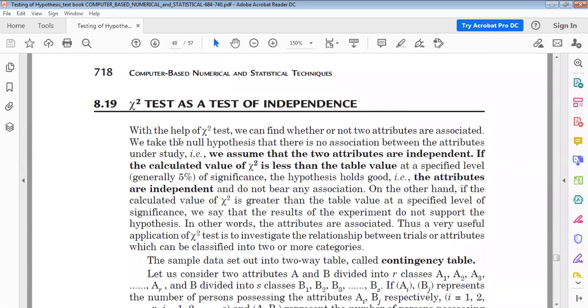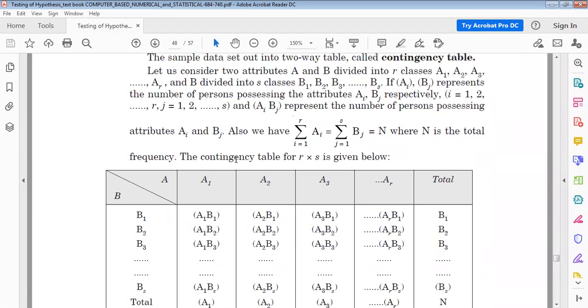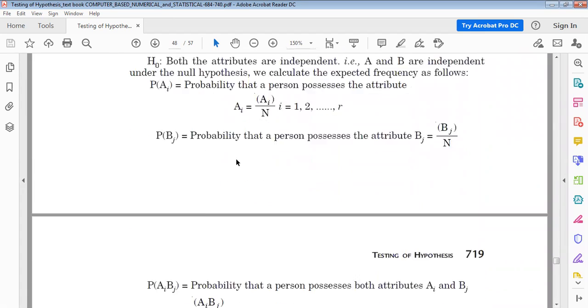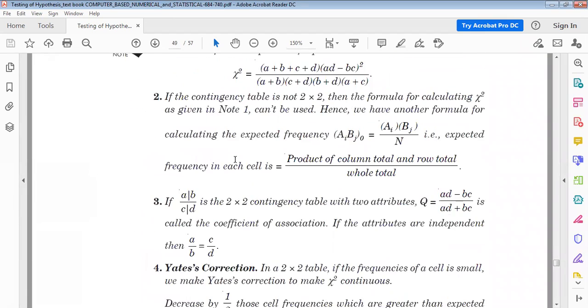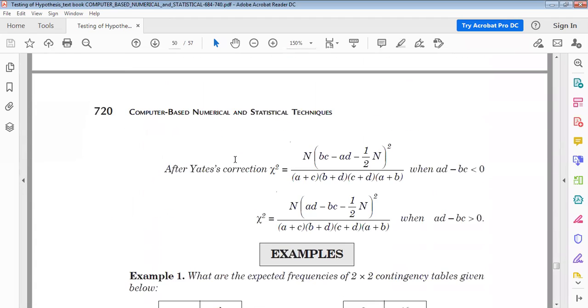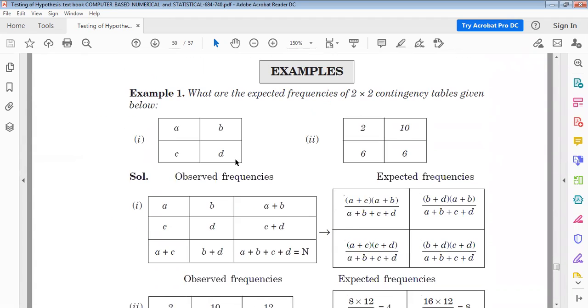Okay, chi-square test as a test of independence. This is another part of the chi-square test. Actually, we're avoiding the theory. Now we'll start from examples. What are the expected frequencies of a 2 cross 2 contingency table? Actually, 2 cross 2 what? 2 rows, 2 columns. Understand? 2 rows, 2 columns.